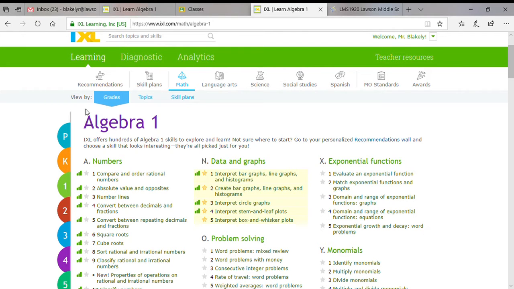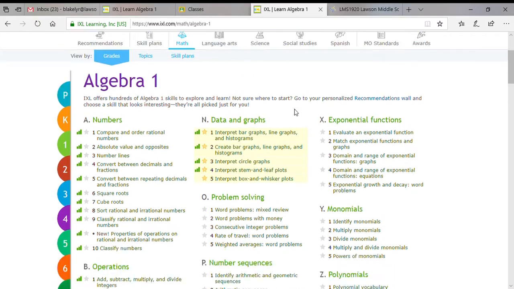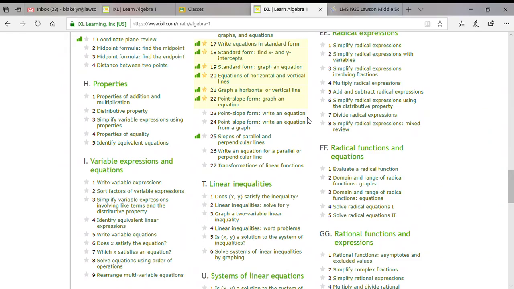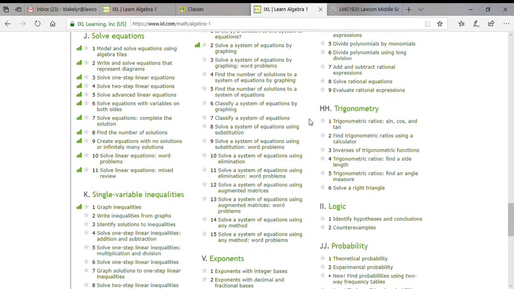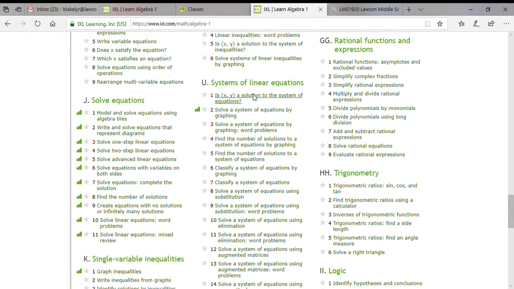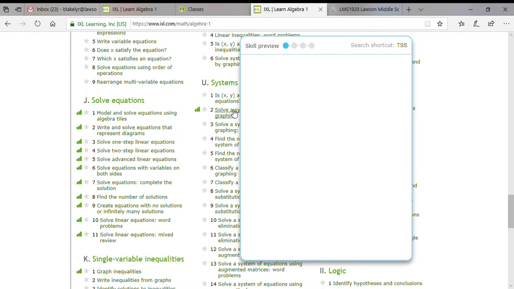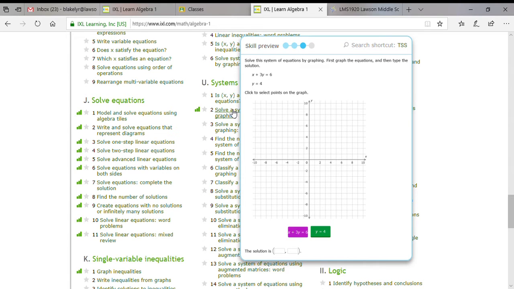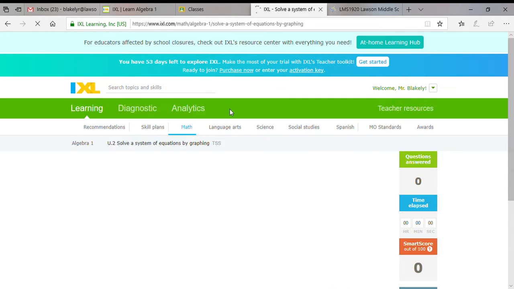I'm going to do my best here to show you what is going on in IXL for our new stuff. If we work our way down to the U group of skills, we're going to dive into systems of linear equations. And we want this one, U2, solve a system by graphing. So this is why we've done all this graphing practice. I'm going to dive into this and I'll show you a few of them.